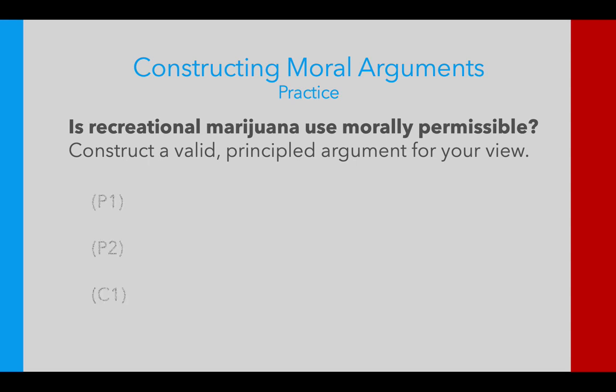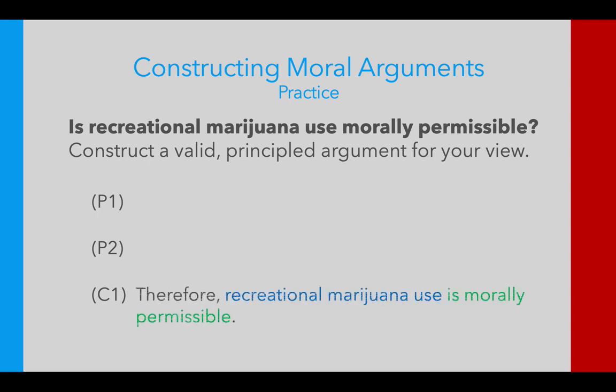Okay, so first steps might be just laying out, P1, premise 2, conclusion. But then, obviously, the first step in the step-by-step instructions, figure out what your conclusion is. I'm going to start out with an argument for why recreational marijuana use is morally permissible. So that's my conclusion. Action, recreational marijuana use has moral property M. It's morally permissible. All right.